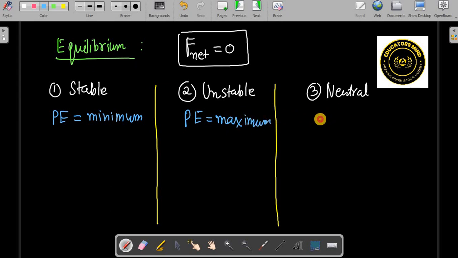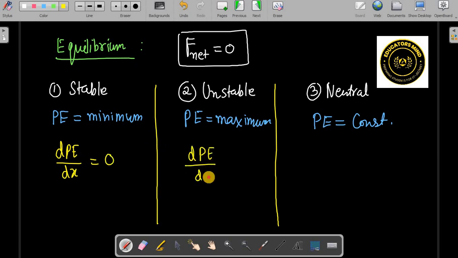And what is neutral equilibrium? Potential energy is equal to 0 or constant, not 0 necessarily. Potential energy is just constant. Okay, so here we should note that the differentiation of potential energy with respect to x is equal to 0. Here also the differentiation of potential energy with respect to x is equal to 0, but here also the differentiation with respect to x is 0 because it's constant.